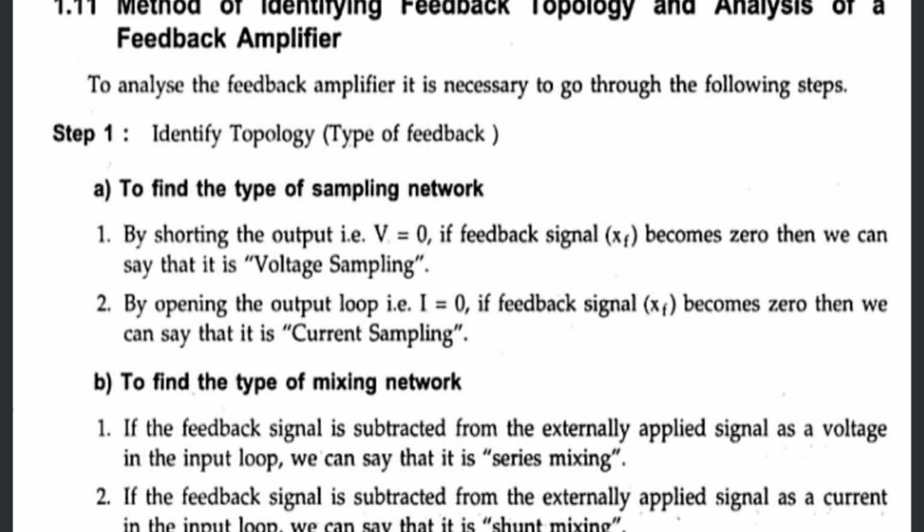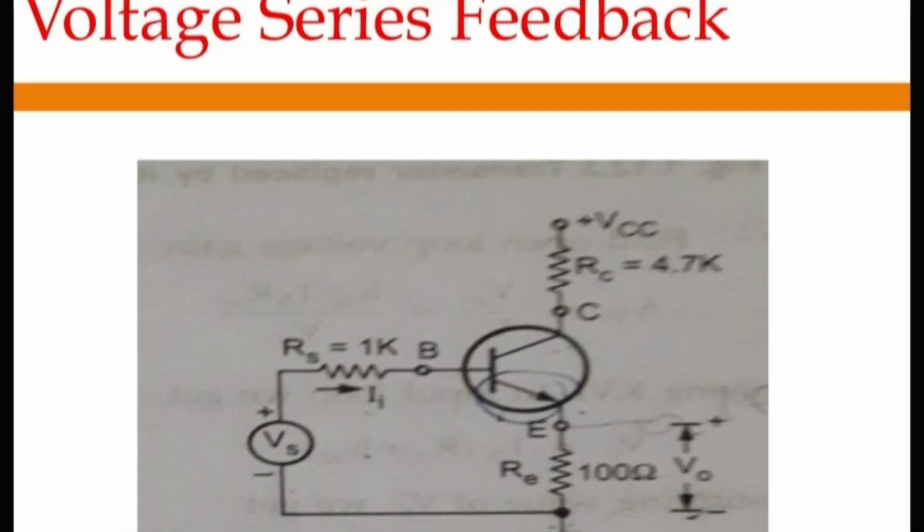The next one, to find the type of mixing network, if the feedback signal is subtracted from the externally applied signal as a voltage in the input loop, we can say that it is series mixing. If the feedback signal is subtracted from the externally applied signal as a current in the input loop, we can say that it is shunt mixing. Thus, by determining type of sampling network and mixing network, type of feedback amplifier can be determined. For example, if amplifier uses a voltage sampling and series mixing, then we can say that it is a voltage series amplifier.